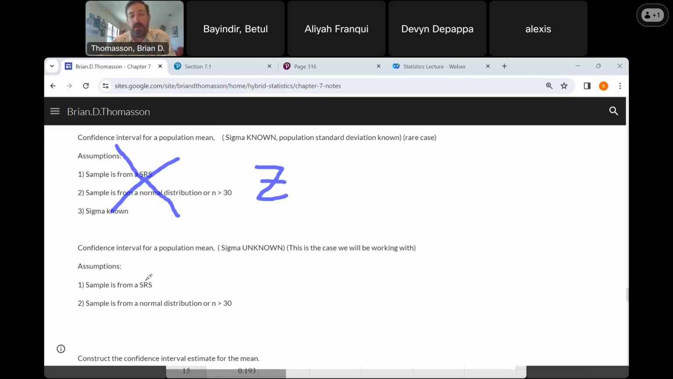When we go to the second one, sigma is unknown, and this is the case we'll be working with. We'll be using the t distribution. We have the same couple of assumptions. We have to randomly select our participants, a simple random sample. And to satisfy the central limit theorem, we have to either have a normally distributed variable or n above 30.